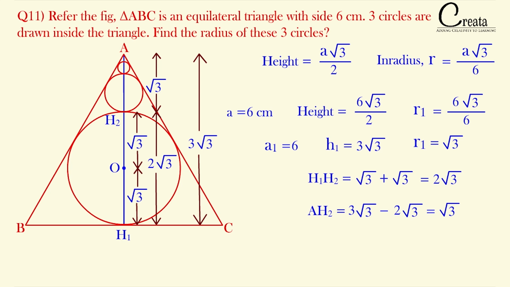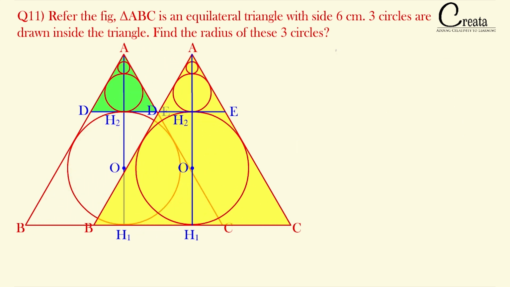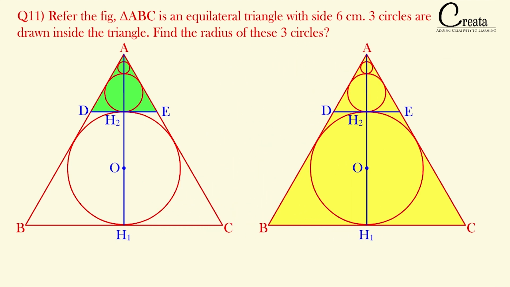Let's draw a line DE which is parallel to the base BC. This line DE is parallel to BC. Here, are you able to observe the triangle ADE? Okay, this is the triangle ADE and this is the triangle ABC. Can we say both of these triangles are similar to each other? Are you able to observe?